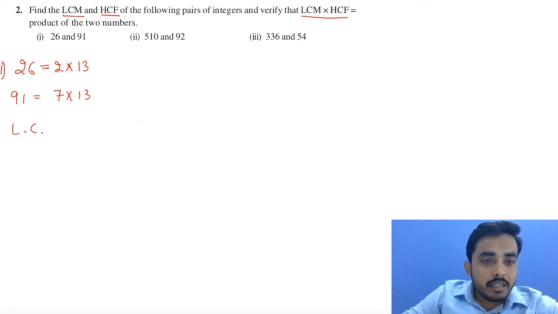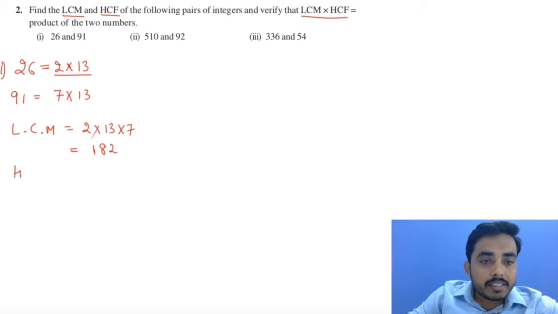LCM is the least power of unique prime factors. Least power of unique prime factors means, from 26 we will take both 2 and 13, and from 91 we will take 7 only. Why? Because we have already taken 13 from 26. So this will be 182. So this is the LCM of both the numbers.